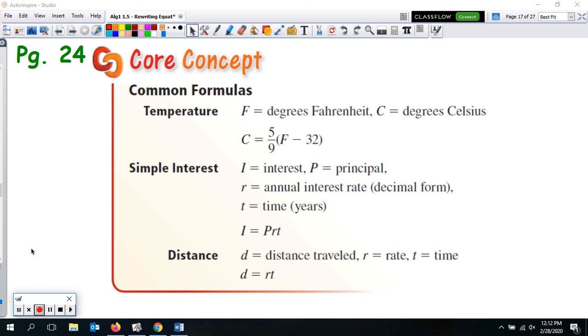All right, so back on page 24, there is this core concept that shows you some common formulas. There's one for temperature, one for simple interest, and one for distance. So for temperature, this is actually a very helpful formula if you ever travel anywhere outside of the United States. If you ever travel outside of the United States and you're watching the news and you're trying to figure out what the temperature is going to be for tomorrow, they're going to say the temperature in Celsius. We usually say the temperature in Fahrenheit.